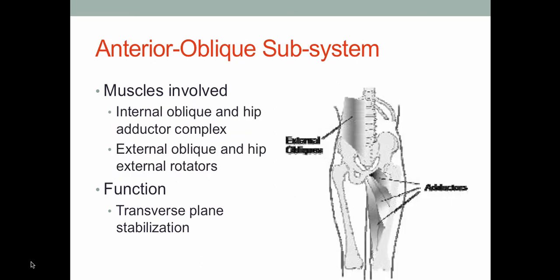The third subsystem is the anterior oblique subsystem. Some of the muscles involved in this system include the internal oblique and the hip adductor complex, and the external oblique and the hip external rotators. These muscles are responsible for function in the transverse plane, and they provide stabilization within the sagittal plane and within the frontal plane as well. So we're looking at the transverse plane and the frontal plane with this subsystem. When this subsystem is not functioning properly, we see a lack of ability to keep the hip from internally rotating, and this can cause a lot of stress at the knee. So weakness of this subsystem will increase internal rotation of the femur and cause both the pelvis to move improperly and the knee to move improperly.